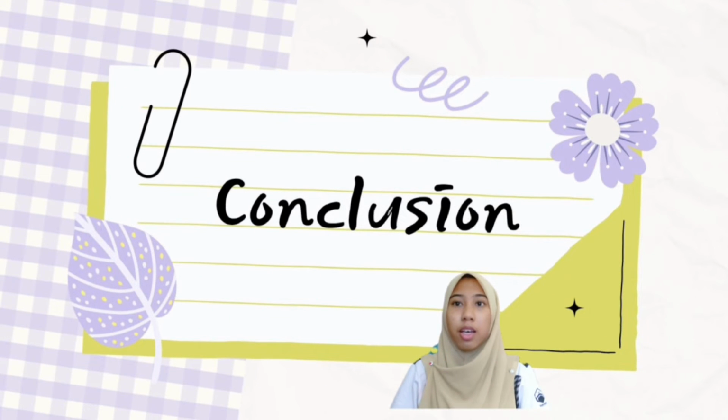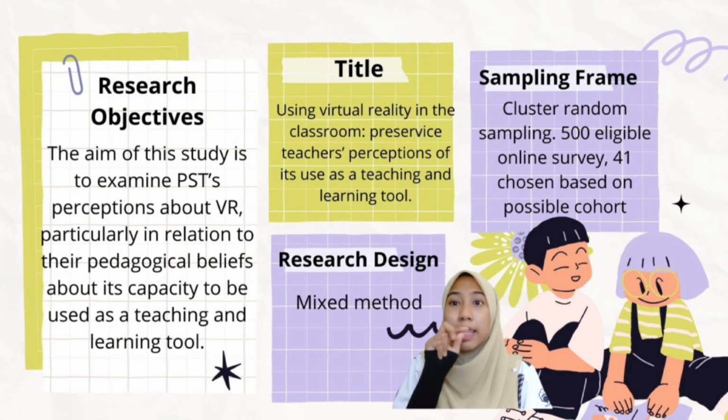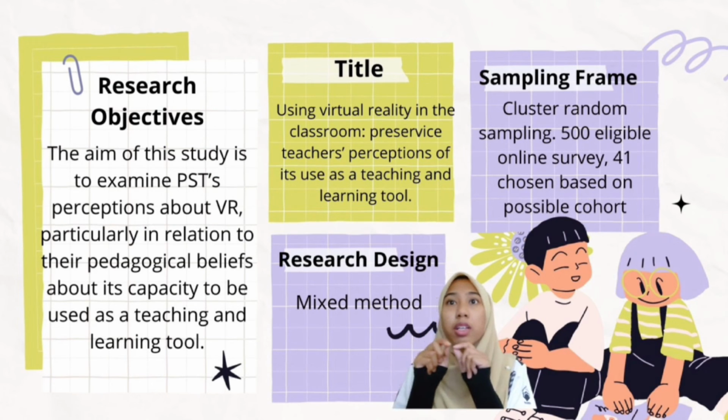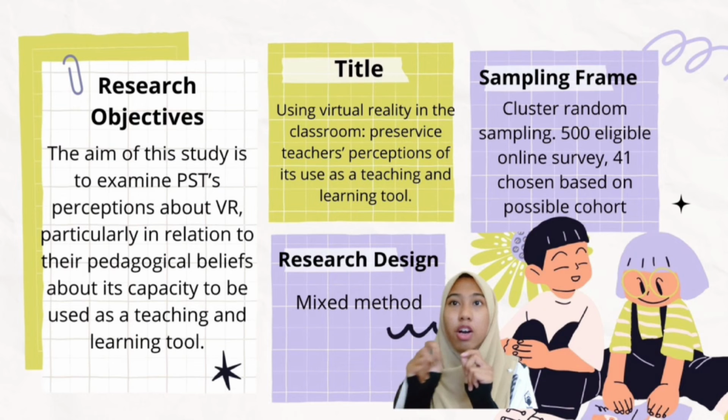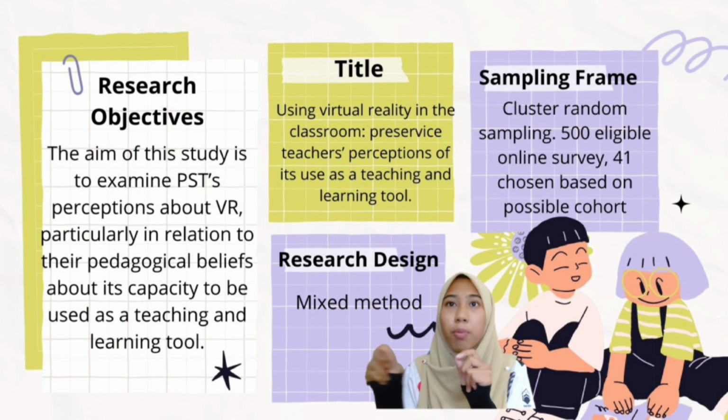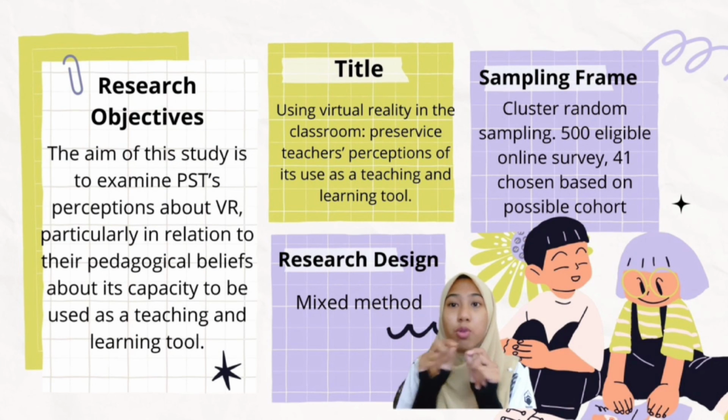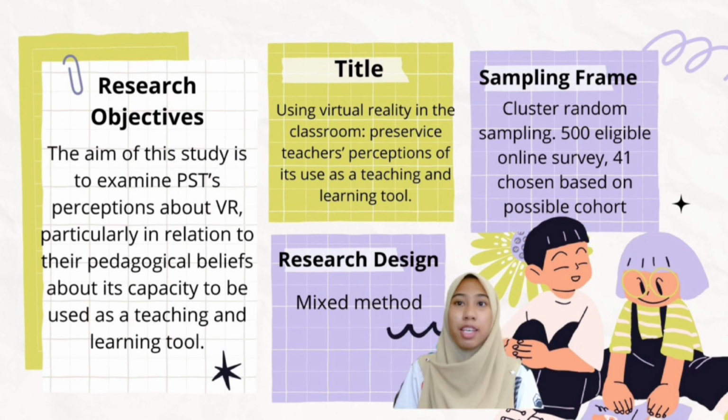In conclusion, the article has really explained well on their research, and the language has fewer grammatical errors. The only improvement that I can suggest for the research is to list out the sampling frame, since they stated that there were 500 eligible online surveys. They should state the characteristics of the eligible online surveys, and how they chose the 41 samples based on possible cohort. So what is the possible cohort that they have chosen, to ensure that the reader has a deeper understanding of their research. So that's it from me.